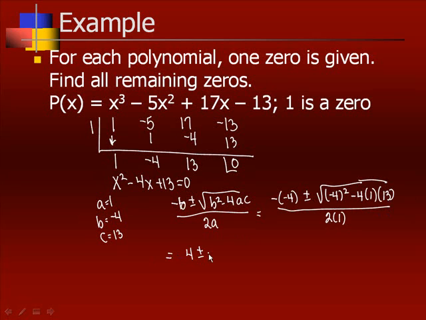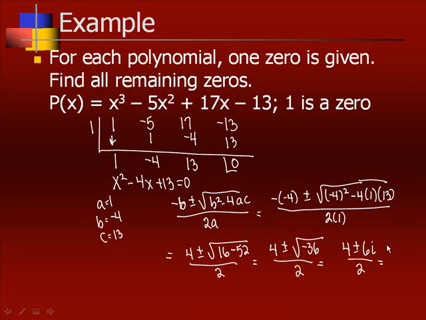Which would give us 4 plus or minus the square root of 16 minus 52 over 2, which would give us 4 plus or minus the square root of negative 36 over 2. Well, square root of negative 36 would be 6i. So we've got 4 plus or minus 6i over 2. Those all have a common factor of 2, so we get 2 plus or minus 3i over 1. So we were actually able to find them all. The first one is 1, then we have 2 plus 3i, and we have 2 minus 3i.